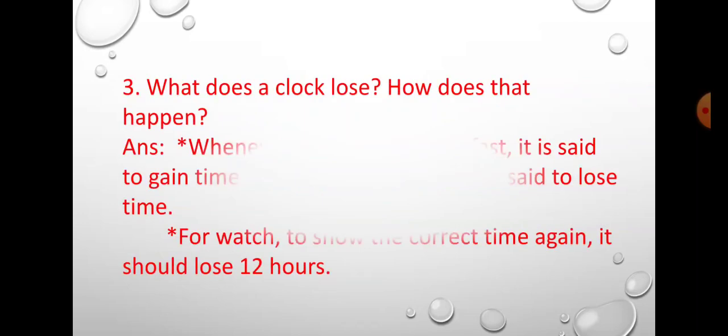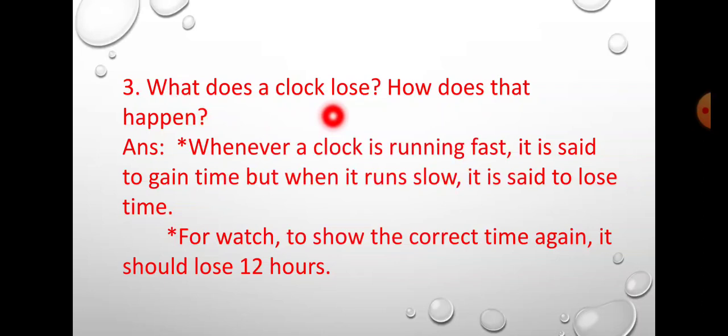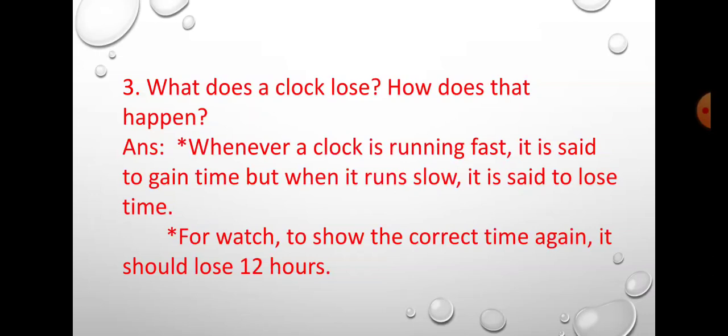Now the third question. What does a clock lose? How does that happen? Whenever a clock is running fast, it is said to gain time, but when it runs slow, it is said to lose time. For the watch to show the correct time again, it should lose 12 hours.